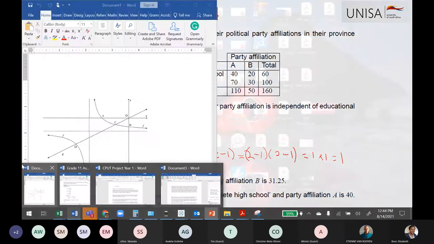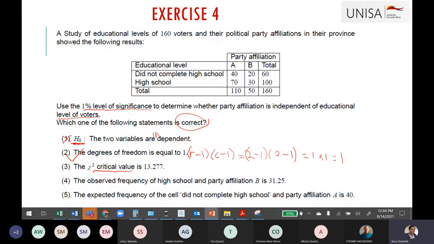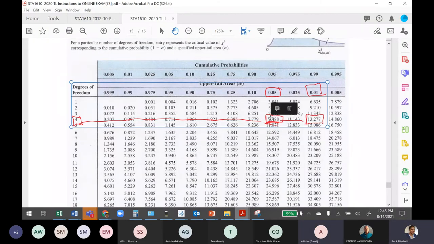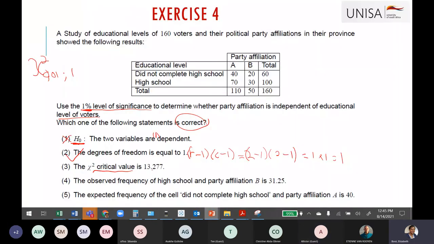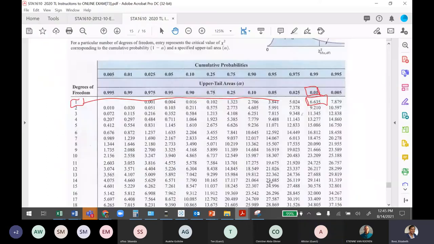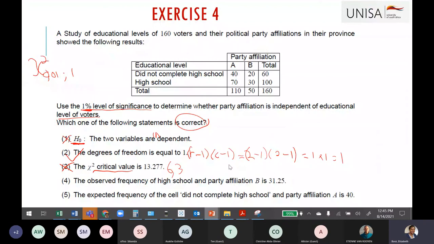Finding the critical value, we need to go to the table. We are told what the level of significance is, so we need to use chi-square of 0.01 and degrees of freedom of 1. So you go to the table, we look for 0.01 and 1, which will be the first row, which is 6.635. And on this one, it says it's 18, which means this is incorrect. It should be 6.635.